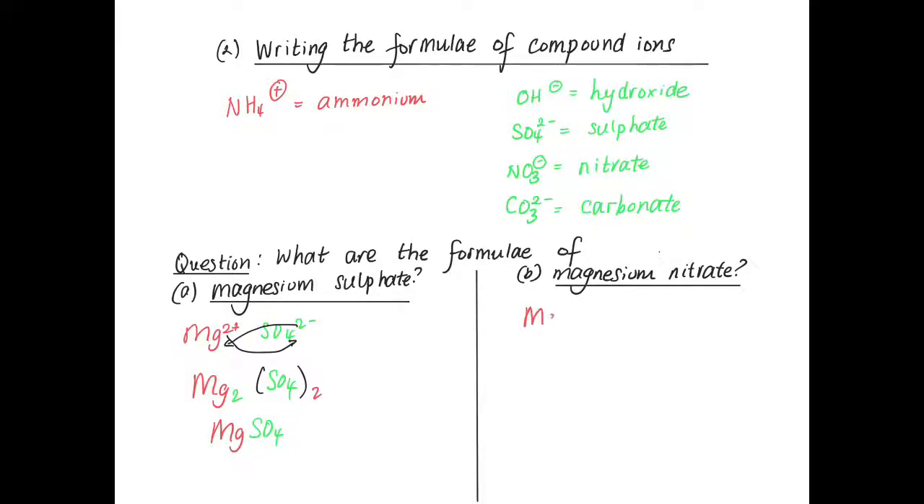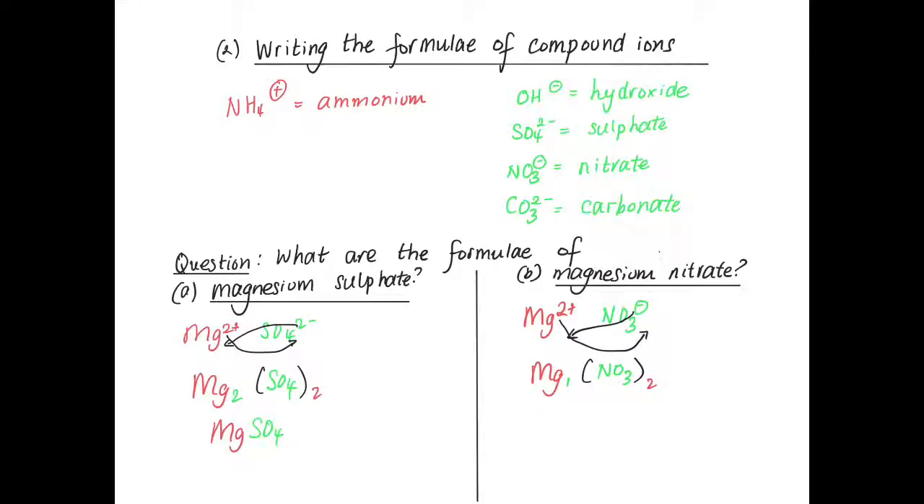For the formula of magnesium nitrate, exactly the same procedure. So it's going to be Mg2+. Nitrate we get from the table is NO3-, i.e. NO3 1-. Going to cross the numbers down, so 2 goes there, 1 goes after the magnesium. So it becomes Mg1, brackets, NO3, close brackets, 2. And we have to put the brackets there around the NO3 because it's a compound ion.